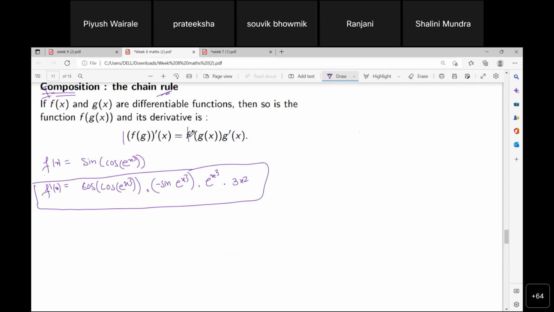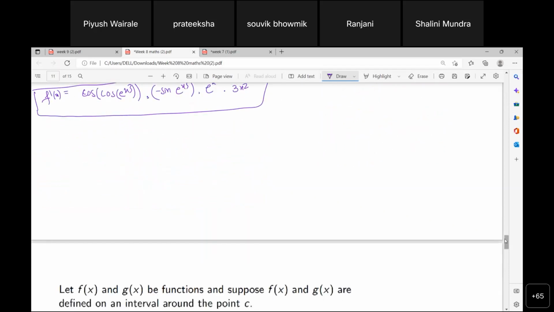The same thing is applicable here. You can see f dash of g of x, then into the differentiation of the inner function. Similarly, you can take a simple example, say sine of x to the power 5. What is the differentiation of sine of x to the power 5? That is cos of x to the power 5 into the differentiation of x to the power 5, that is 5 x to the power 4. So just remember this chain rule. You can get simple questions based on this rule also.